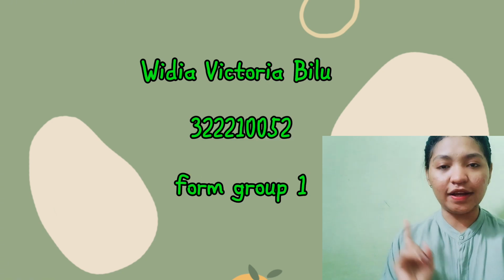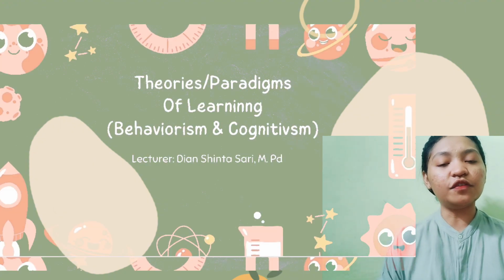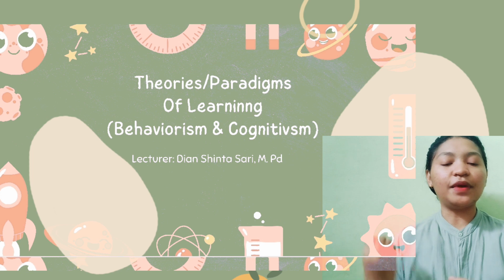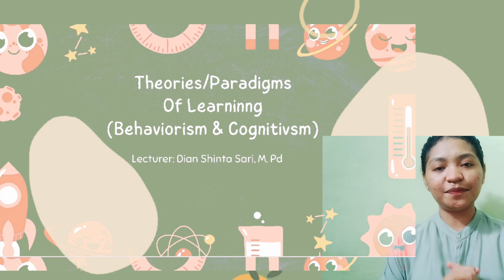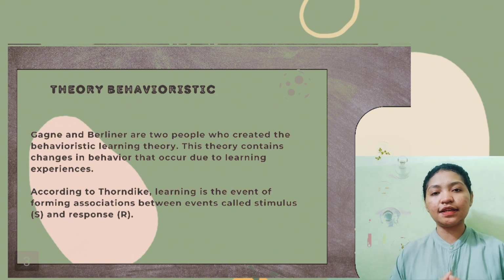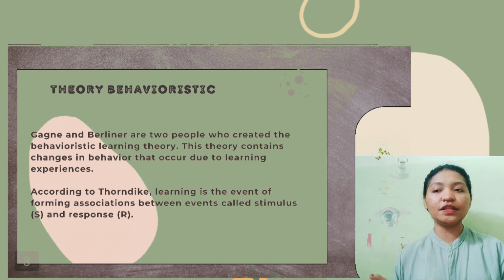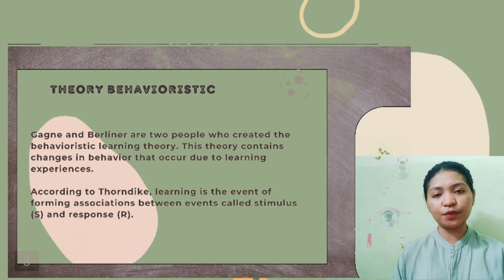I'm from Group 1 and today I will explain about theories or paradigms of learning, especially behaviorism and cognitivism theories. Well, for the first, I will explain the behavioristic theory. According to Gage and Berliner, they are two people who created the behavioristic learning theory. This theory contains changes in behavior that occur due to learning experiences. And according to Thorndike, learning is the event of forming associations between events called stimulus and response.